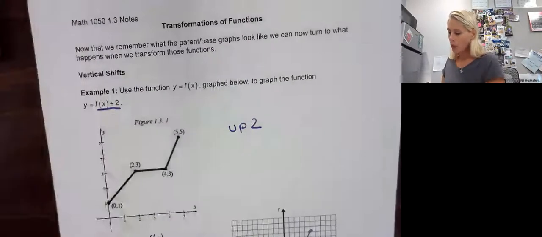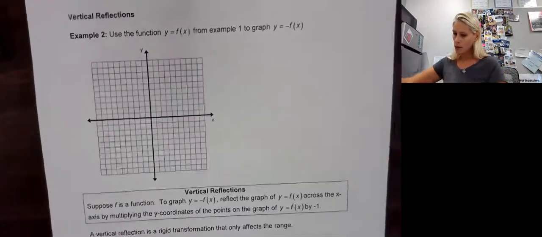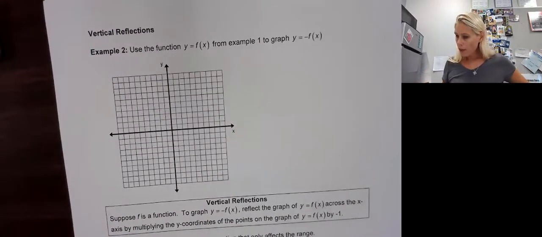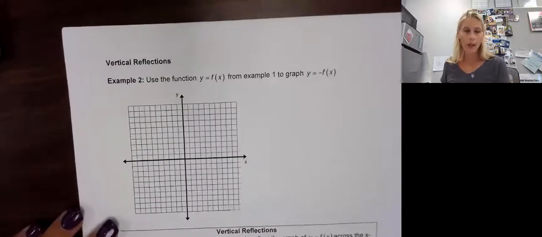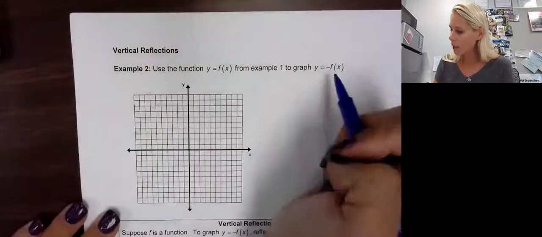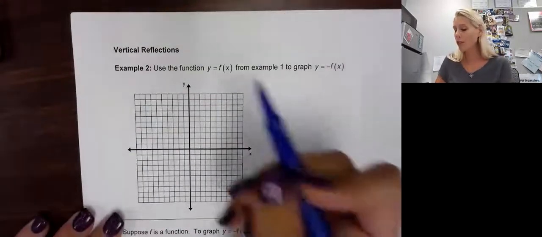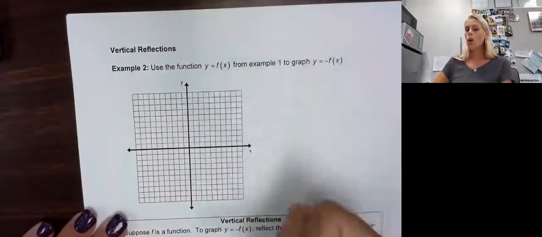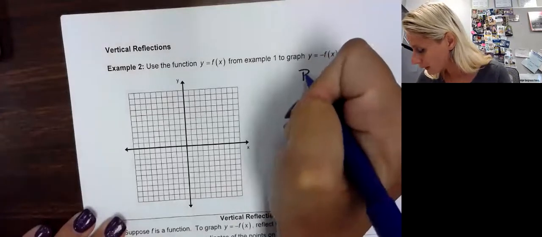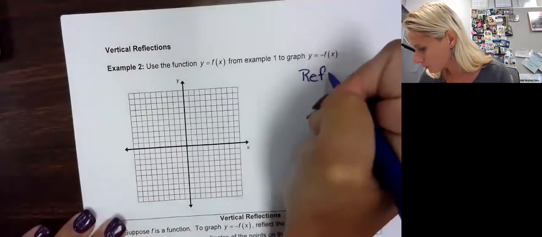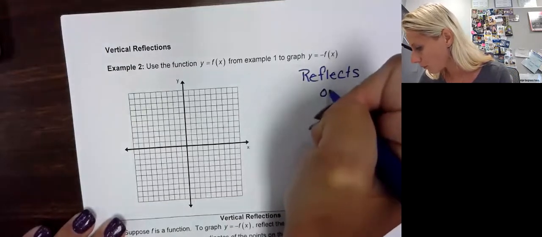So let's keep going with other transformations so we can see what happens. Another vertical shift, well, this is a vertical reflection, okay? So as you can see here, it's a negative out front. And what does that actually do to us? It reflects it over the x-axis. So a negative out front reflects over the x-axis.